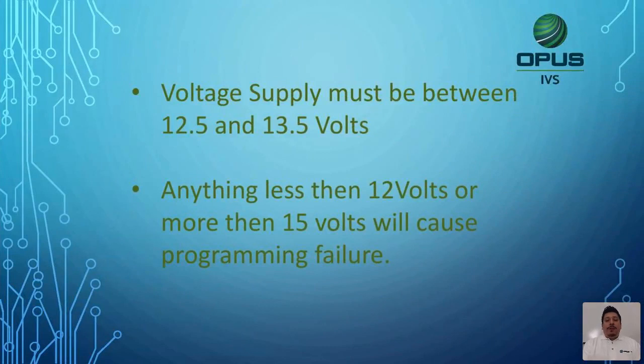Okay, the voltage supply must be between 12.5 and 13.5 volts. Anything less than 12 volts or more than 15 volts will cause programming failure. So guys, you have to make sure that you maintain the voltage between these specs. You can fluctuate up and down a little bit, but you don't want to go under 12 or above 15, because then the program will just stop and you won't be able to program the car. So you just have to start everything over again.